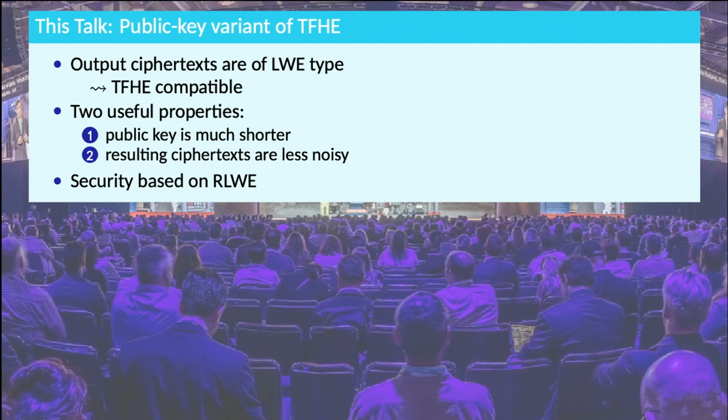And this is what I present to you. I'll show you how to modify the scheme so that we also have ciphertexts of LWE type. This is quite important because it means that we don't have to change anything to TFHE, so it will work just as before. The public key will be much shorter, as you'll see. And as a bonus, we also have less noisy ciphertexts, which is also something good to have. And the scheme is probably secure.